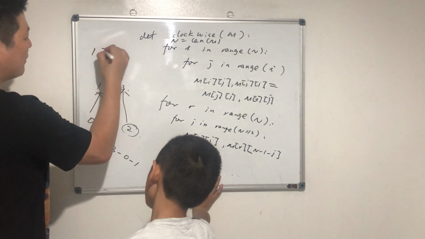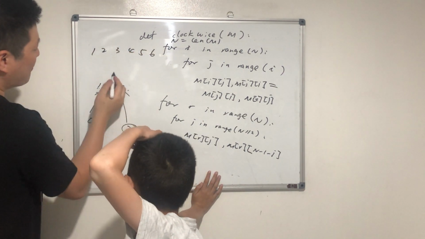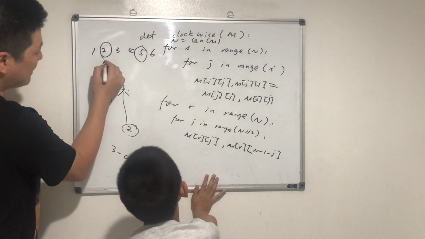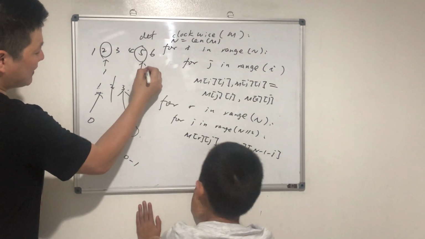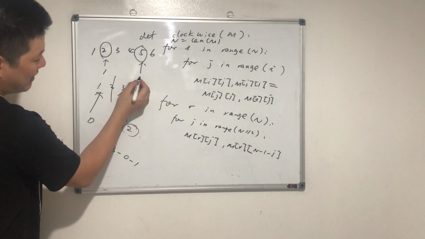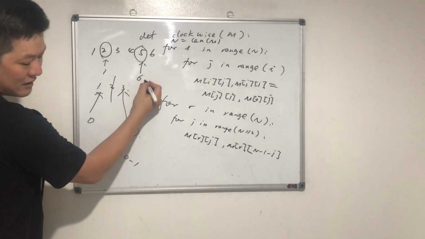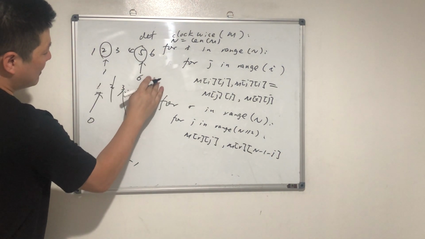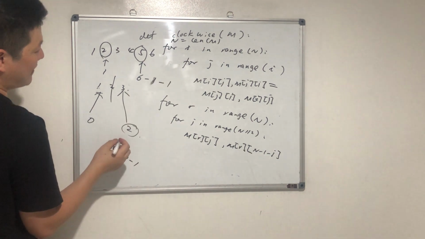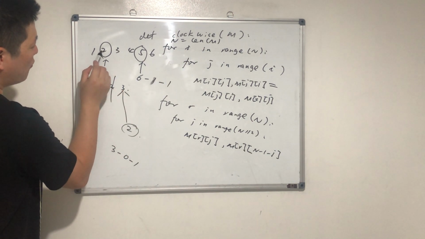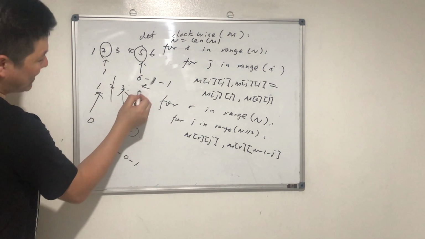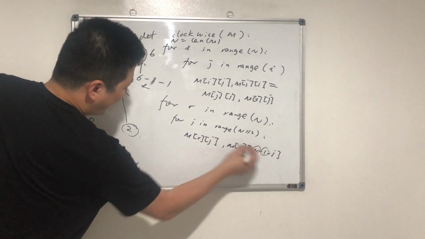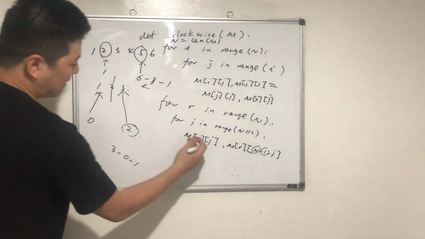For example, 1, 2, 3, 4, 5, 6. I want to swap this and this, right? This is index 1, and I want to calculate this index. 6 elements, so 6 minus 1 minus 1, so that's 4. 0, 1, 2, 3, 4. You see? So it's number of elements minus 1 minus j, and I need to swap it.